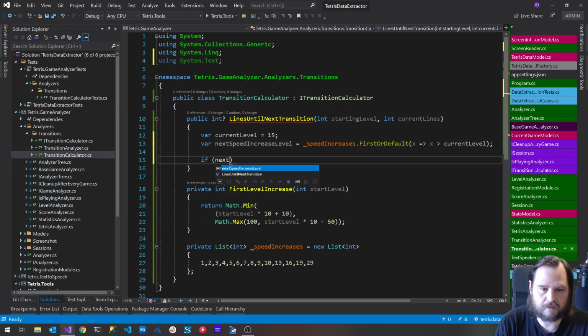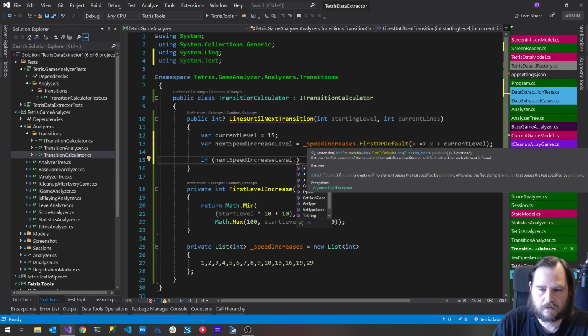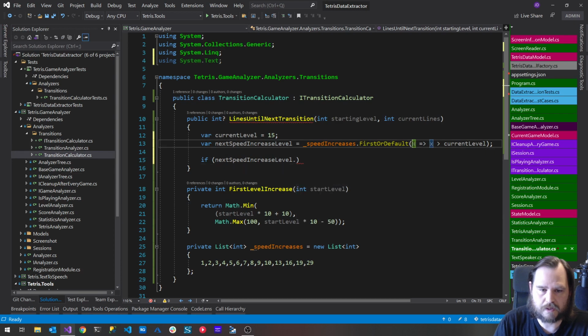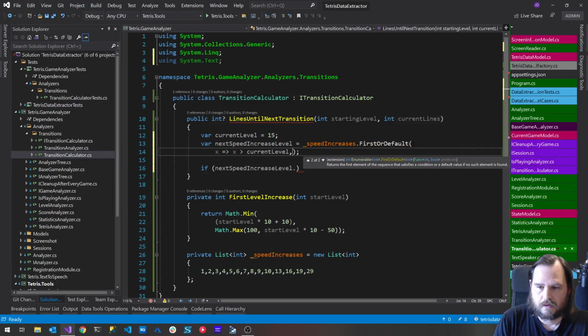We're going to say if next speed increase has no value, oh, actually, wait a second. That's the predicate, first or default.